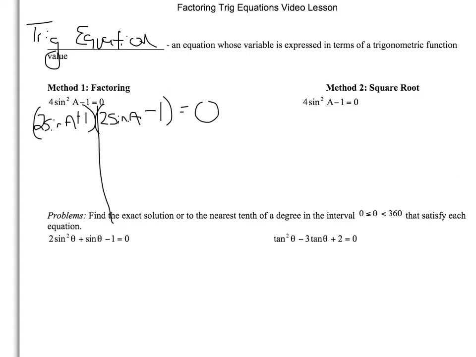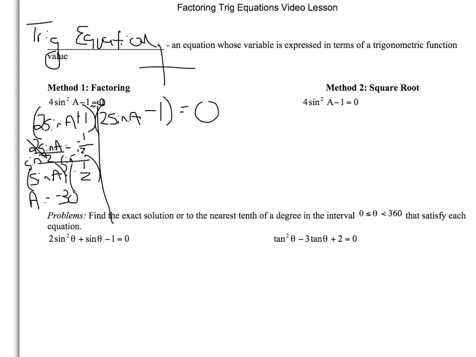So setting the first one equal to 0, you would have to subtract 1. Then you would have to divide by 2. And then you would do inverse sine. So you do inverse sine of negative 1/2, you get negative 30. Negative 30 is in quadrant 4. When you get a negative angle, you always want the positive side of it first. The positive side of negative 30 is 330.